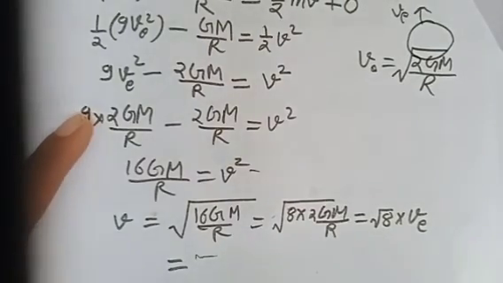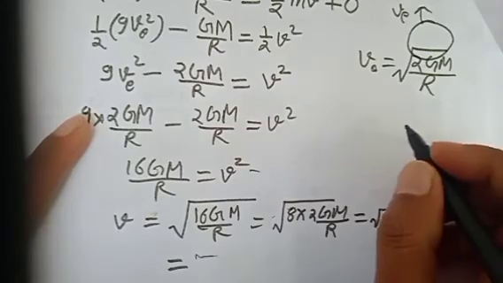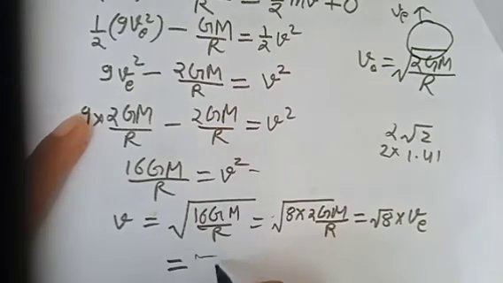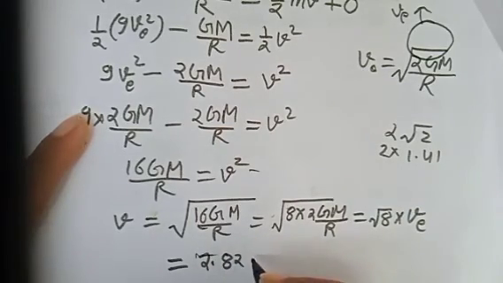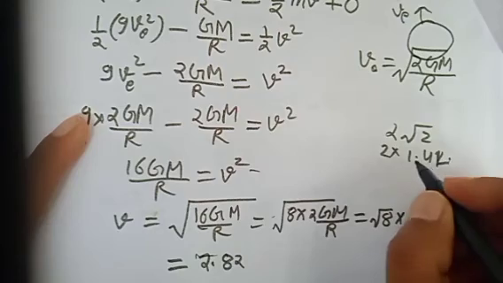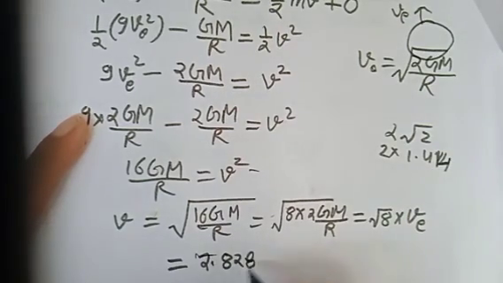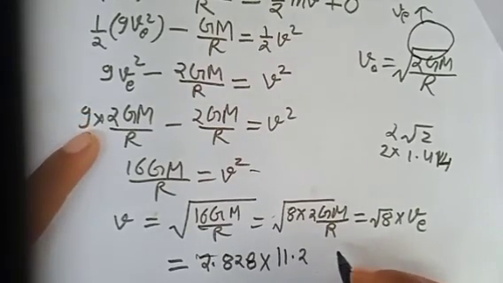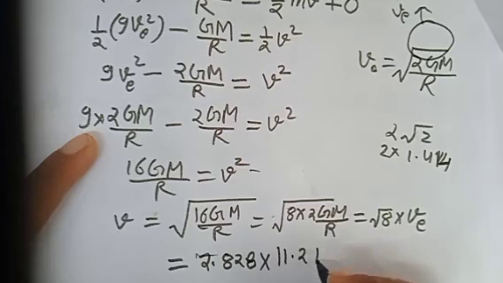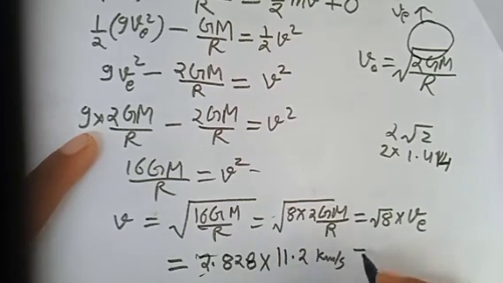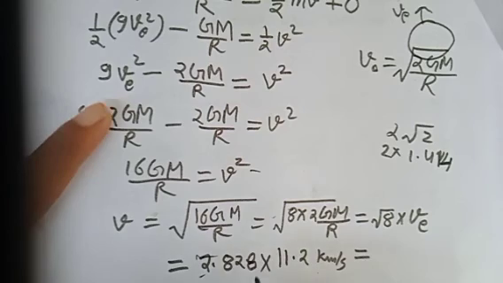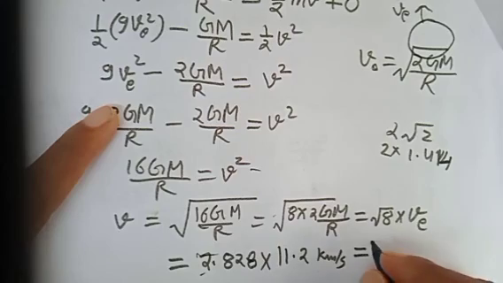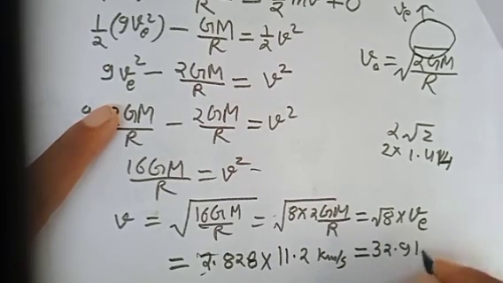So root 8, what is the value of root 8? Root 8 means 2 root 2, and root 2 is 1.414, into 2, so it is 2.82. No approximation this time. I'm going to so much accuracy, in kilometer per second, and multiply this, you will get the answer. Do I have any other approximation here? Yeah, of course. Approximate it to 3, approximate it to 11. 11 3s are 33, a little less than 33, 32.9 kilometer per second.